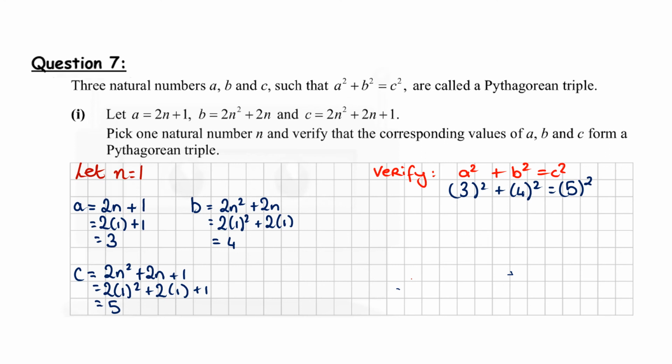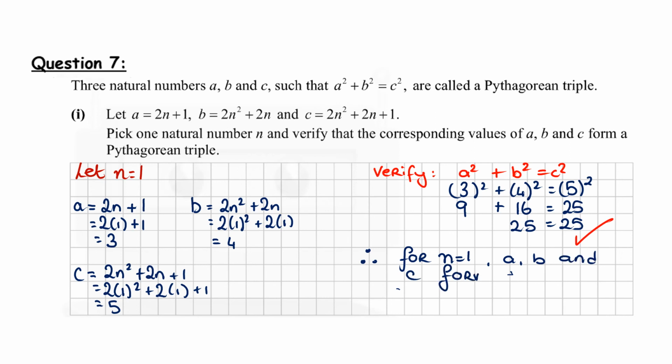Now you might recognize that's actually one of our special triangles, so it is true, but let's work it through. 9 plus 16 equals 25. 25 equals 25. So that is true. So we'll just finish it off. Therefore, for n equals 1, which is the natural number we pick, A, B, and C form a Pythagorean triple.